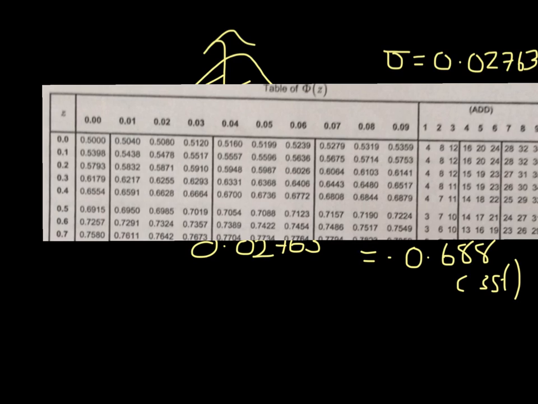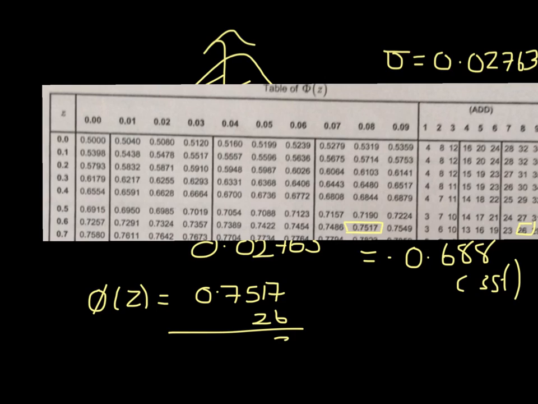Going to the normal distribution tables, 0.68 is 0.7517, and we have to add 26. So my phi of z is 0.7517, add 26, which gives me 0.7543. So there's 75.43% are greater than 1 centimetre.